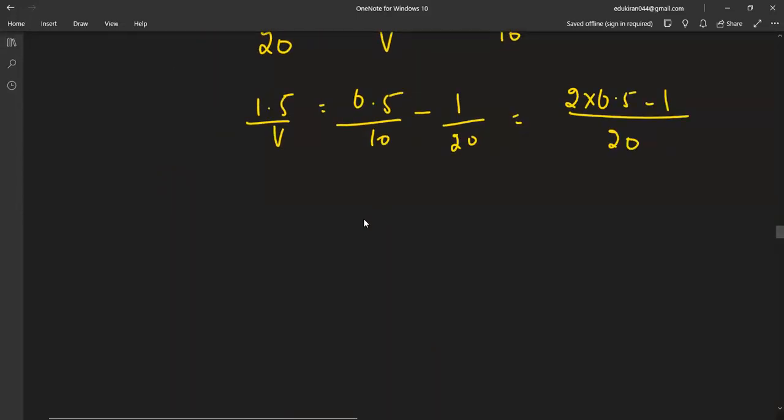So this will become 1.5 by v equals 1 minus 1, which is 0. So image distance, v will be 1 by 0. What is 1 by 0? Yes, class. What should be the final answer?